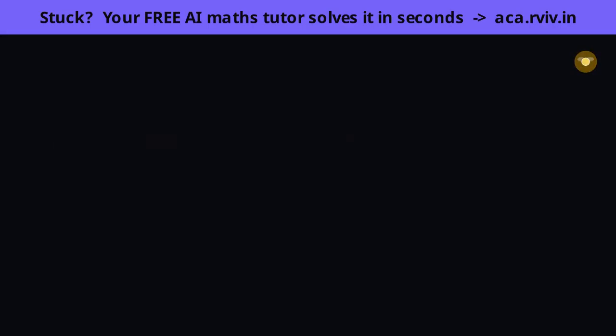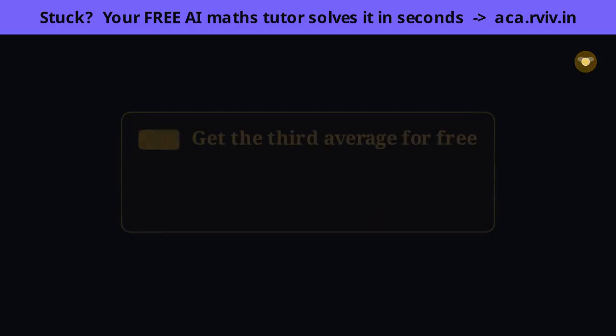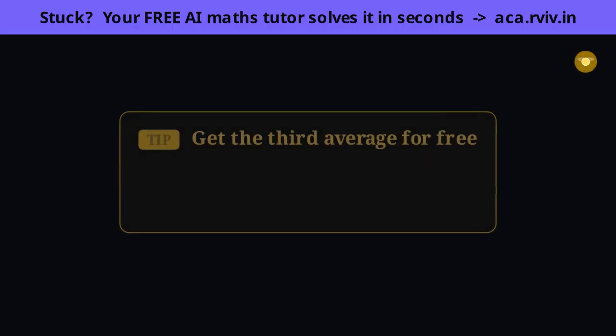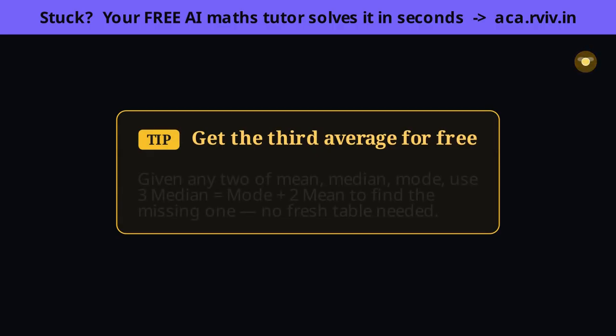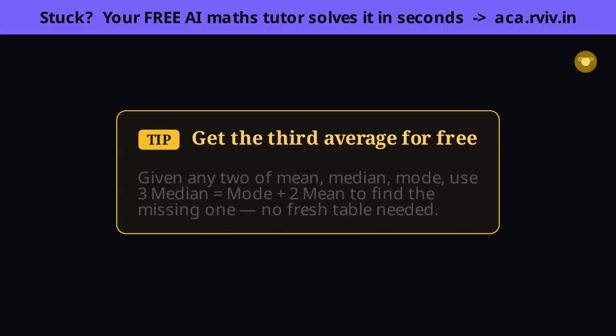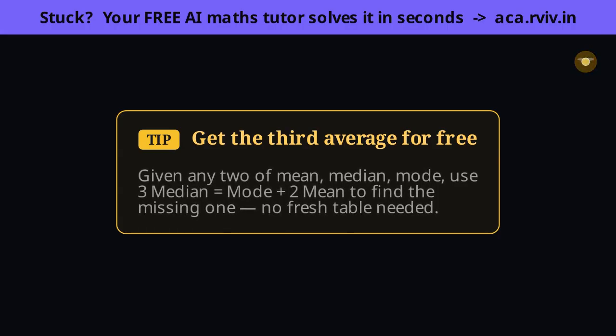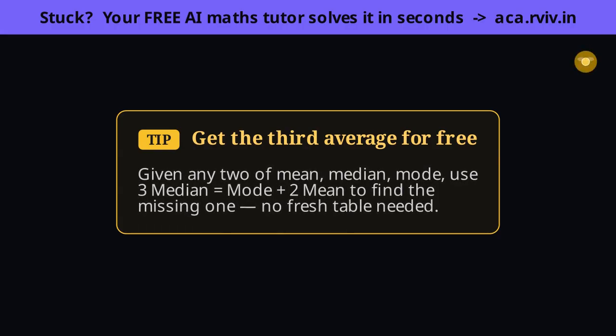If a question already hands you two of the three averages, don't waste time building a fresh table for the third. Just rearrange the empirical relation, 3 median equals mode plus 2 mean, and solve for the missing one. It holds because, for a moderately skewed curve, the median sits about a third of the way from the mode toward the mean, so the three are locked together. That makes it the genuine time saver, and often the intended shortcut in a one-mark question.